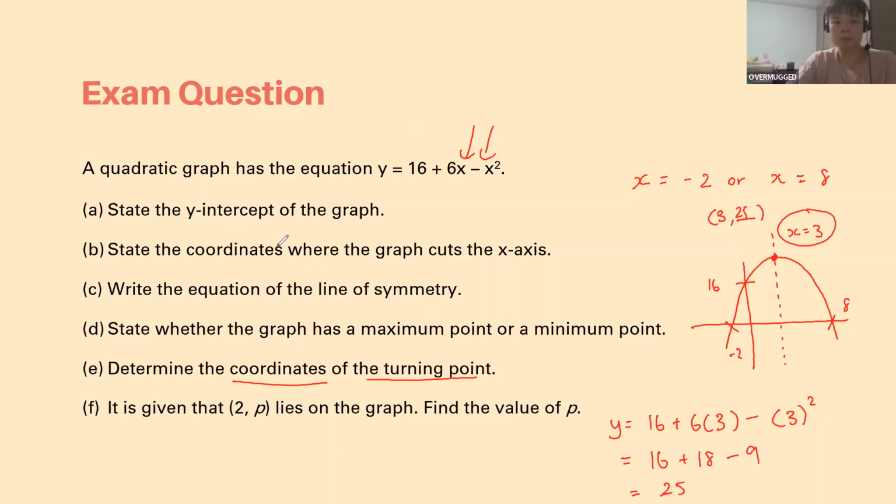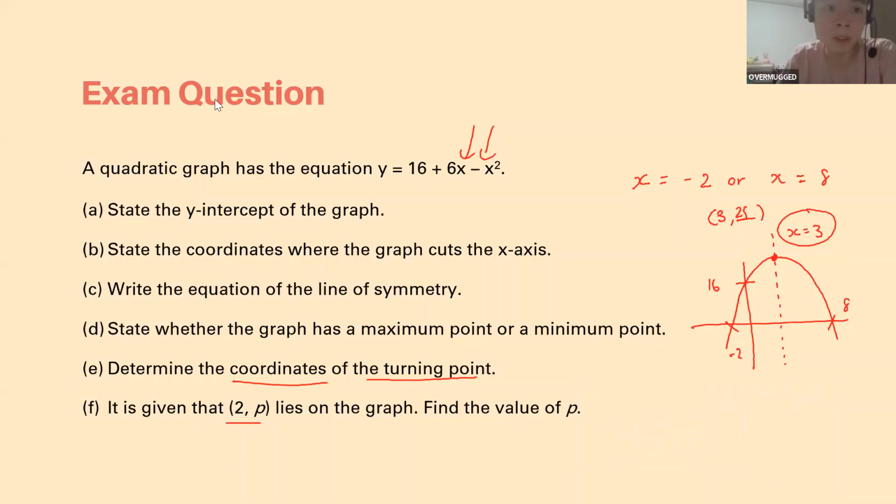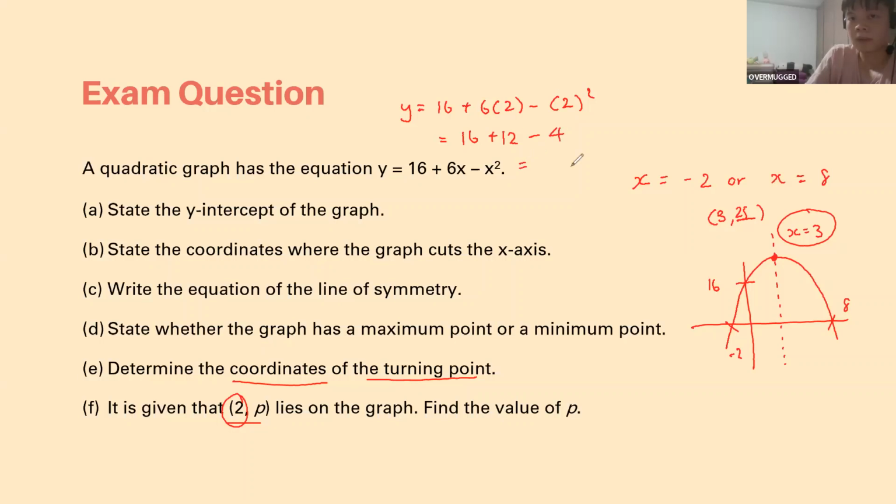Then the last one. It is given that (2, p) lies on the graph. Find the value of p. Okay, so similar over here. I have one value. I know my x is 2, right? So I throw it inside. Okay, y equals 16 plus 6. Okay, 28 minus 4 is 24. Okay, so the value of p is 24.